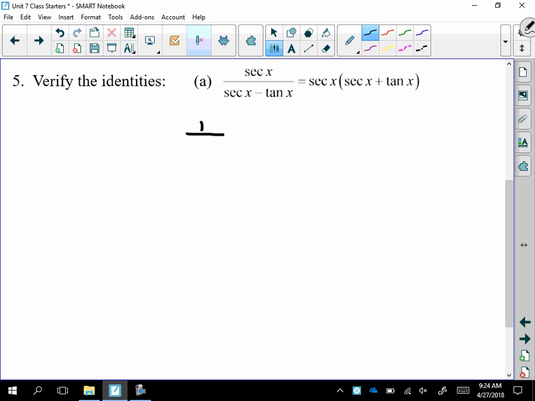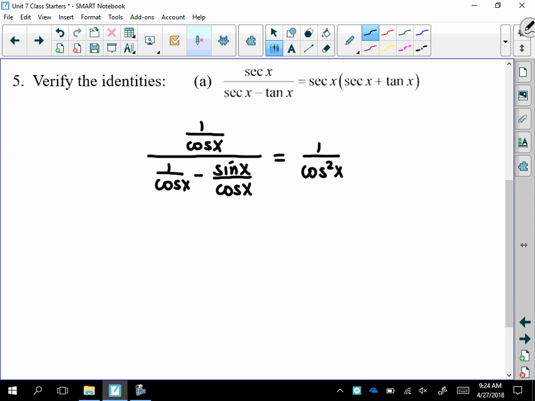Secant is 1 over cosine. Tangent is sine over cosine. And then I'm going to skip a few steps here, but if I had distributed in the secant first, I would have had secant squared plus secant tangent, and that all would have become 1 over cosine squared plus sine over cosine squared.